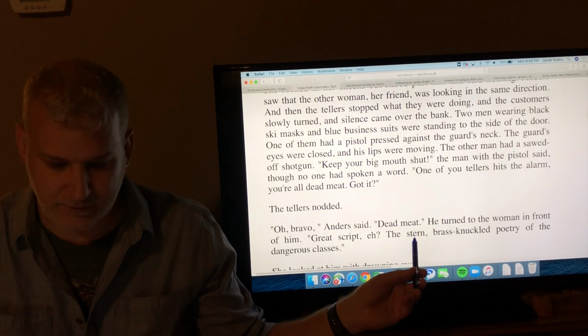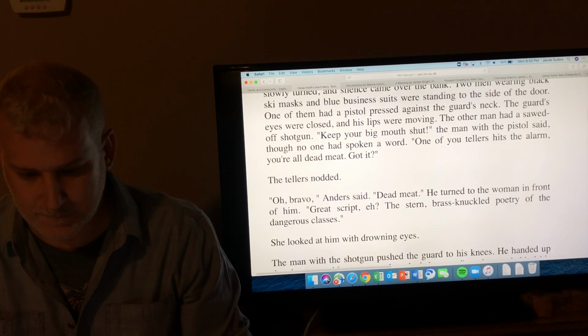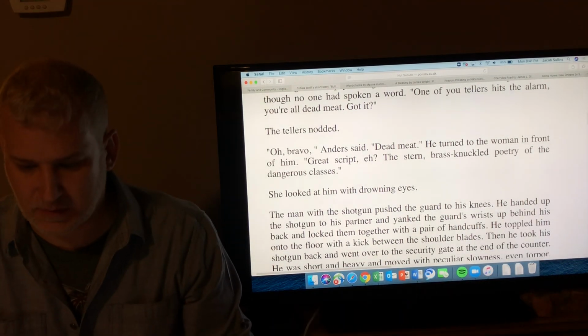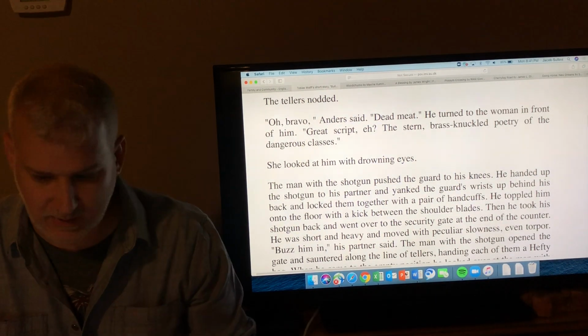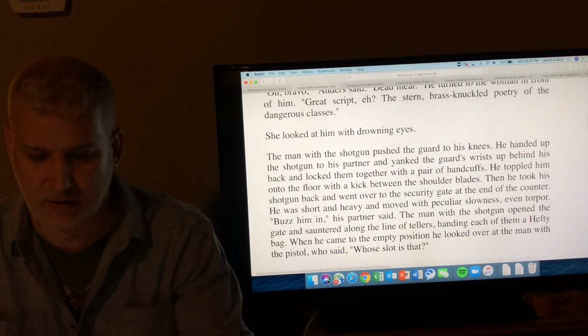The other man had a sawed-off shotgun. "Keep your big mouth shut," the man with the pistol said, though no one had spoken a word. "Oh, bravo," Anders said. "Dead meat." He turned to the woman in front of him. "Great script, a stern brass-knuckle poetry of the dangerous class." She looked at him with drowning eyes.